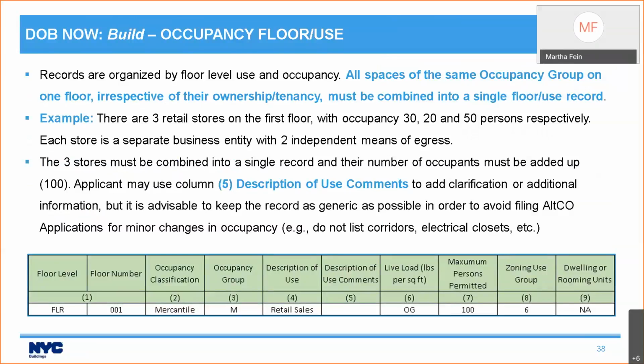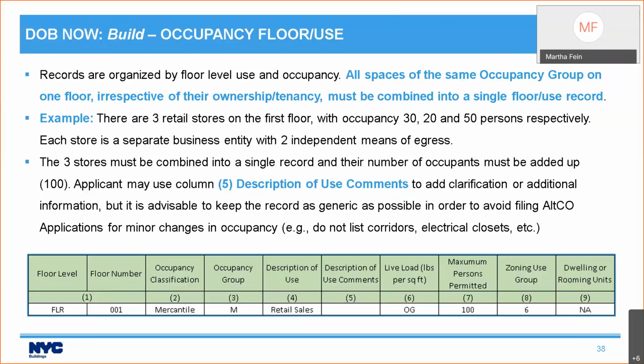Now, there is a twist to this that you need to understand, because this is a little different. Records are organized by floor level use and occupancy. For DOB NOW: Build, all spaces of the same occupancy group on one floor, irrespective of their ownership or tenancy, must be combined into a single floor use record. I'm going to say that again because it's really important to understand. All spaces of the same occupancy group on one floor, irrespective of their ownership or tenancy, must be combined into a single floor use record.